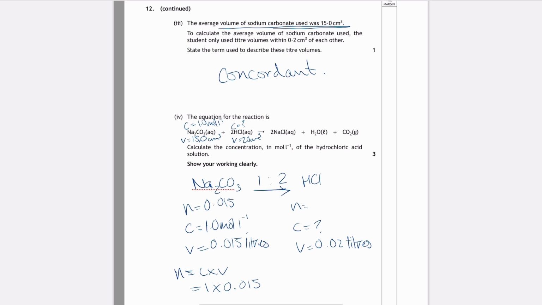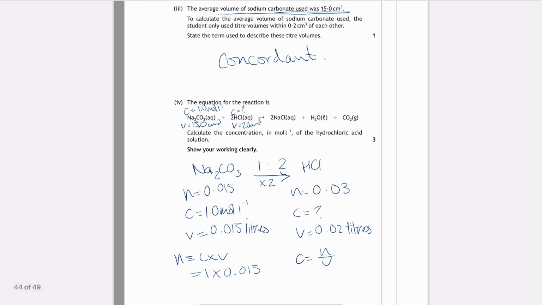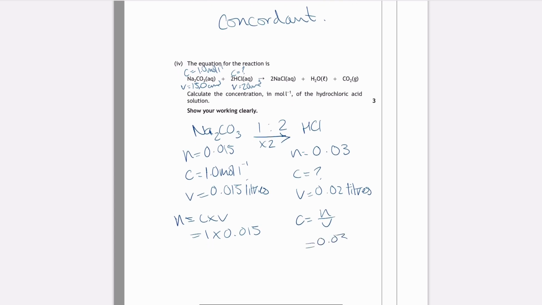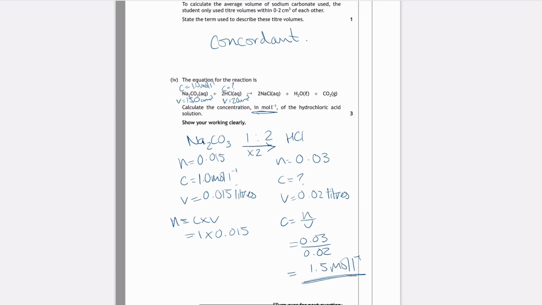Now we can move across. We're going from 1 to 2, so we need to times by 2. So that would give us 0.03. And then C is equal to N over V. So we would have 0.03 over 0.02, which would give us 1.5. And that will be in moles per litre. So again, you don't need to write the units, but if you do, they need to be correct. So you can always check to see what they should be in the question.